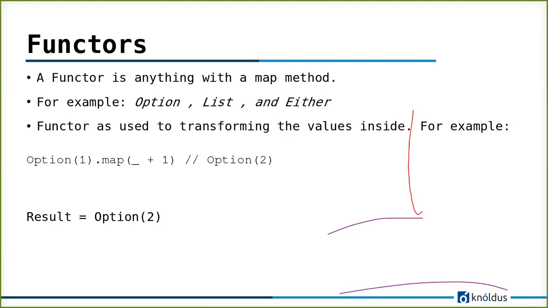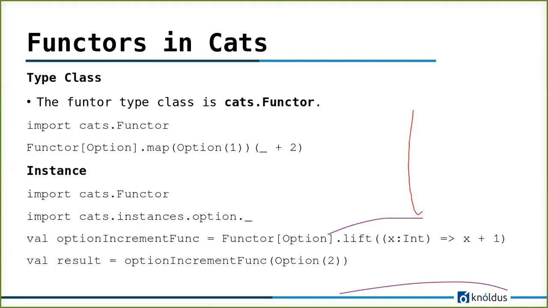So this is what functors are used for, and there are functors in cats as well. Again, we have the functor type class, which we can get by importing cats.Functor, and then Functor of Option to create a functor option. Then dot map is again the method, and here I'm creating Option of 1 and then adding 2 to it.